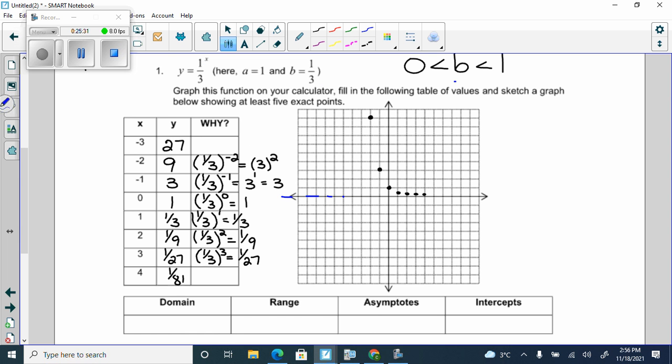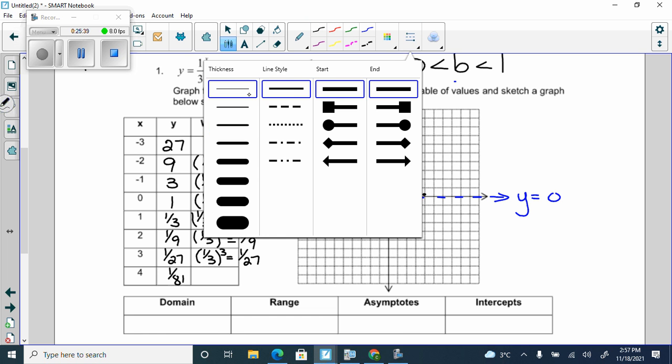So we still have our horizontal asymptote at y equals 0. That hasn't changed. But our graph now is decreasing.